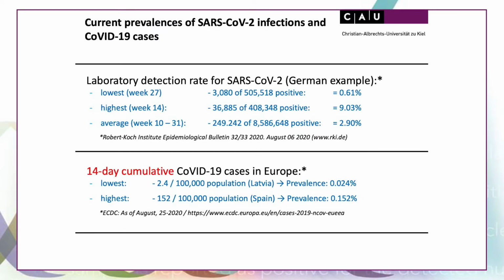Let's now take a deeper look at the actual prevalence of SARS coronavirus 2 infection in the German population. According to a recent report of the Robert Koch Institute, the German Public Health Institute, an infection prevalence varying between 0.61% and 9.3% was found with a mean value of 2.9%. And in Europe, the prevalence of the disease following SARS coronavirus 2 infection can be even much lower, with the prevalence between 0.024% in Latvia and 0.152% in Spain.